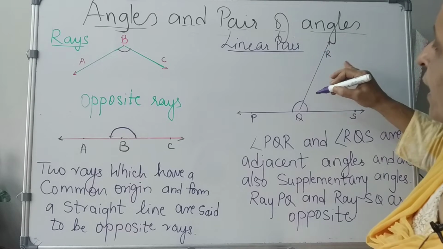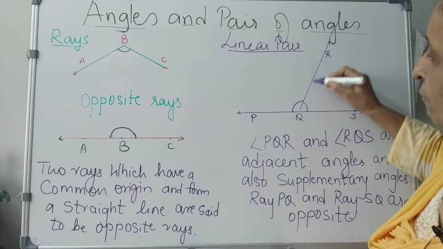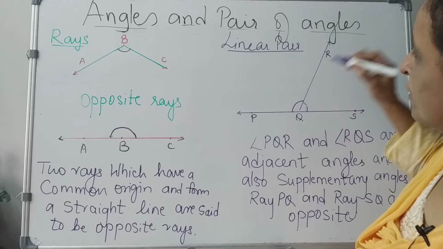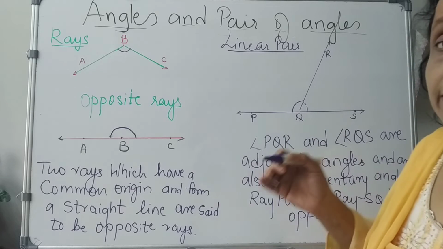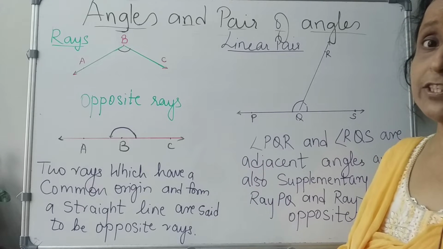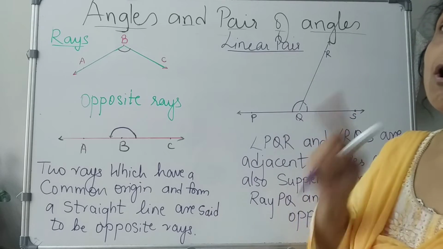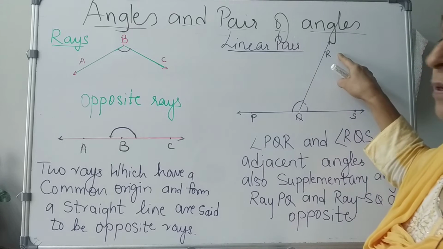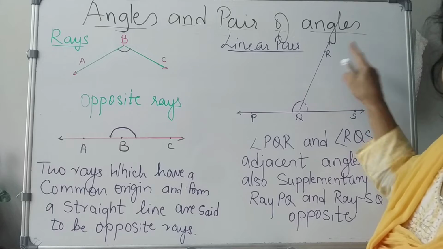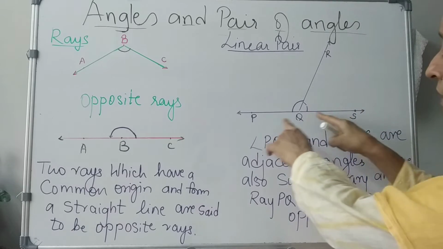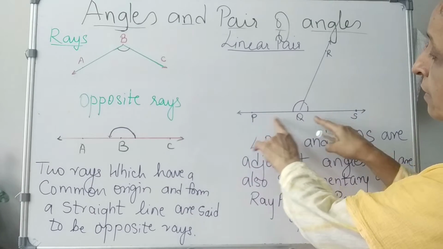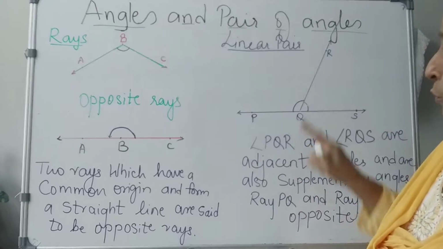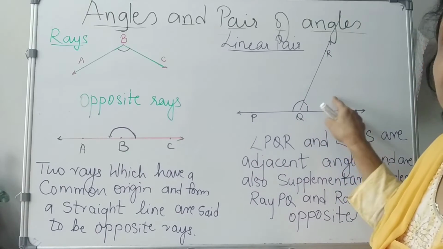Now that makes adjacent angles. They form an angle, so they form adjacent angles. What is the definition of adjacent angles? When there is a common point of origin and there is a common arm, and the other side is not common, it forms adjacent angles. So these two are adjacent angles.